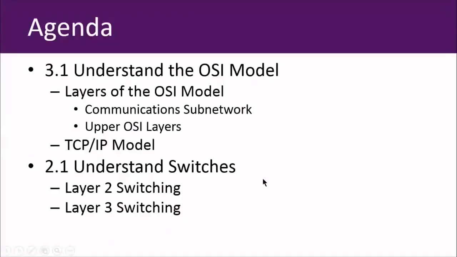Let's do a quick overview of our agenda here. We're going to cover two different objectives today. Objective 3.1, understand the OSI model. We'll talk about the different layers in this reference model, specifically the communications subnetwork, and then also its upper layers as well. We're splitting it into two halves. We're also going to review the TCP/IP model later in our presentation. Okay, so don't hold it against me that we're not going to go directly to that.